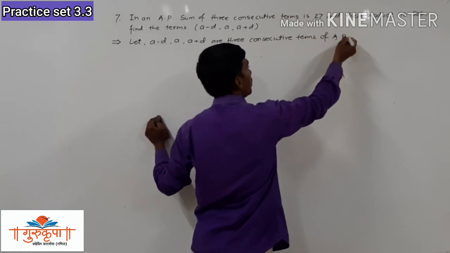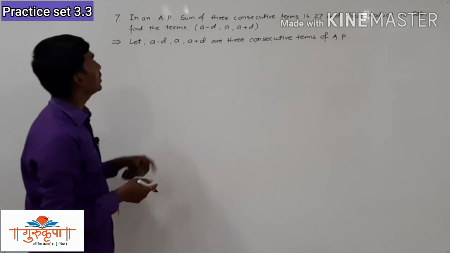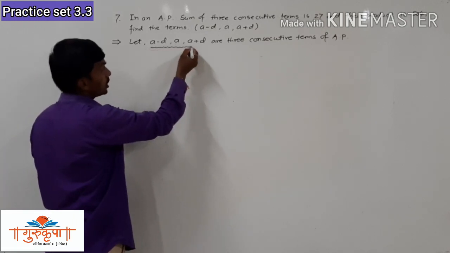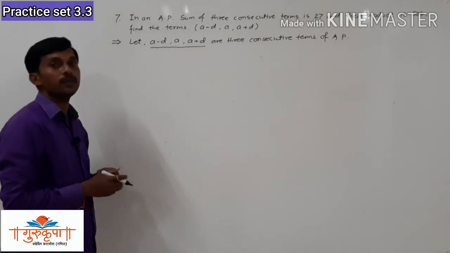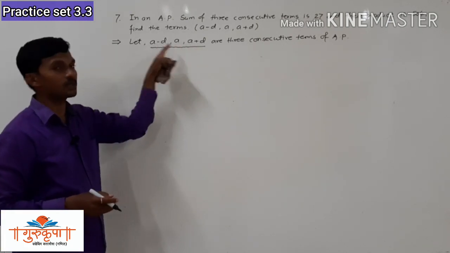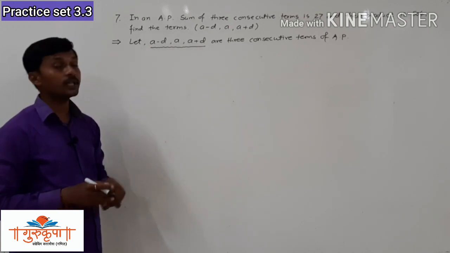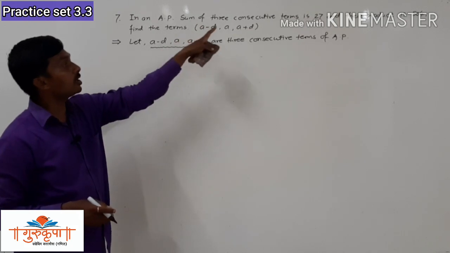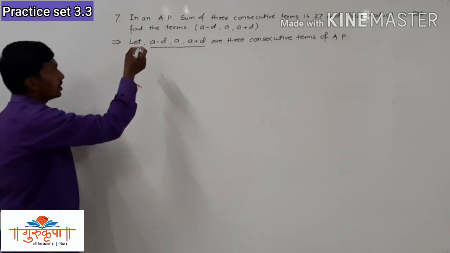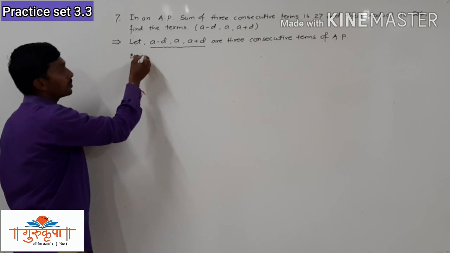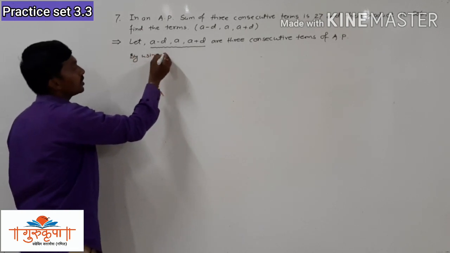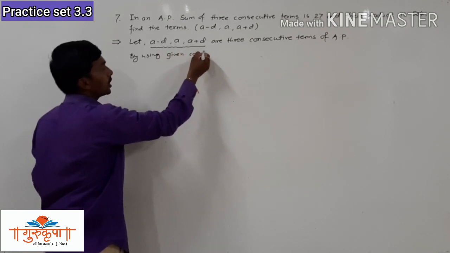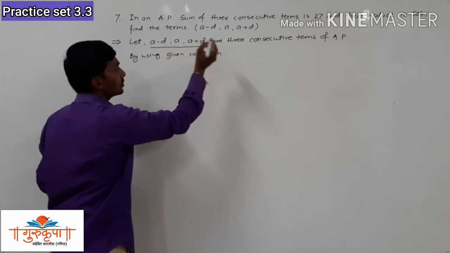Let a minus d, a and a plus d be the 3 consecutive terms of an AP. We consider that these 3 terms are the consecutive terms of an AP. Now, according to the given information, the sum of all the 3 terms is 27. So, you can use that part here by using the given condition or given information.